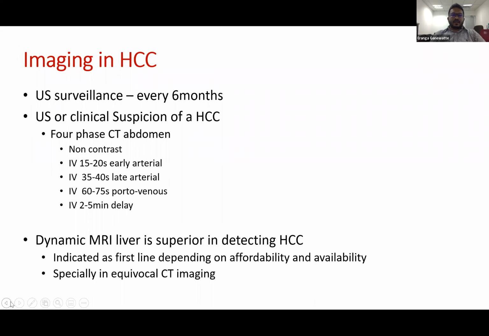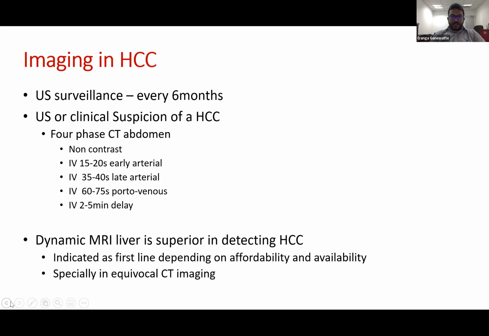And just to make sure, these lesions all start as a regenerative nodule, which is venous in supply. But later on, when it develops into a dysplastic nodule, it will have an arterial supply, which will not have a venous phase wash off. But when it comes to a HCC, it will have the arterial enhancement, venous phase wash off as well, with a delayed phase enhancing capsule.